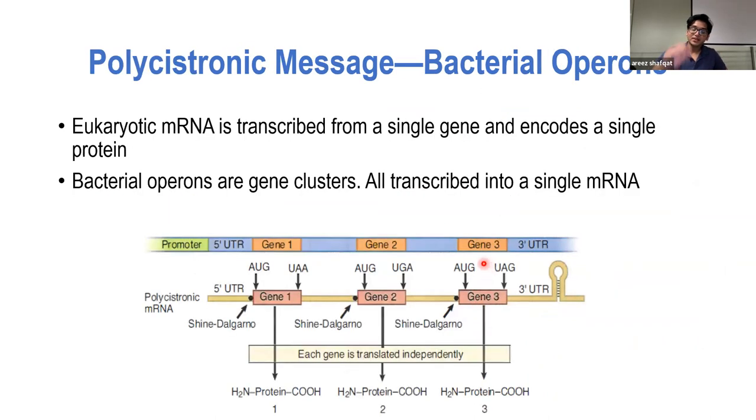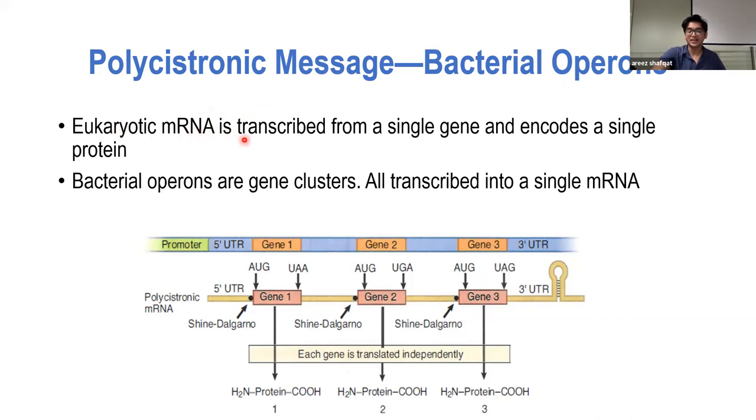All right. Now, when we were discussing differences between mRNA and DNA, I told you that mRNA was only one gene long, right? But there's an exception. And the exception is something called a bacterial operon. Bacterial operons are basically gene clusters. They're regions of DNA which contain loads of genes. They get transcribed at once into one mRNA, all right? So the mRNA for a bacterial operon contains information for multiple genes. The fancy word for that is a polycistronic message, all right?